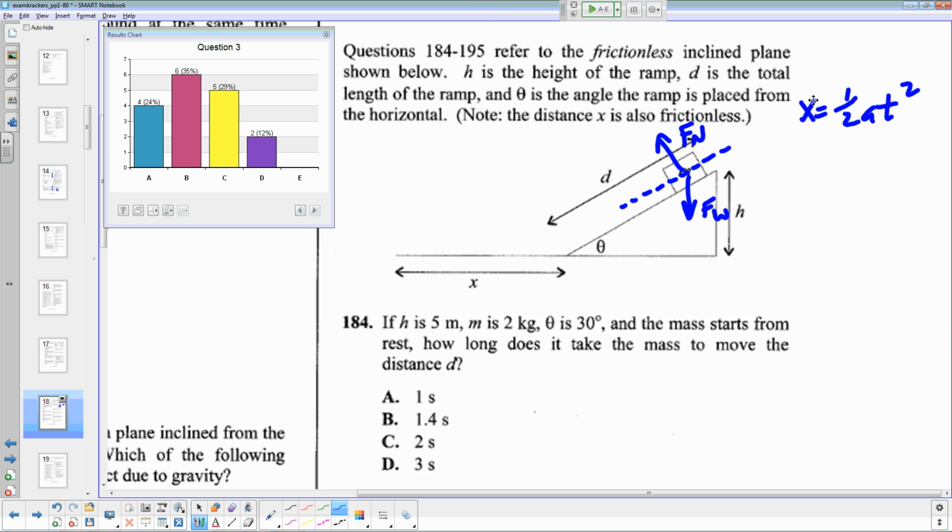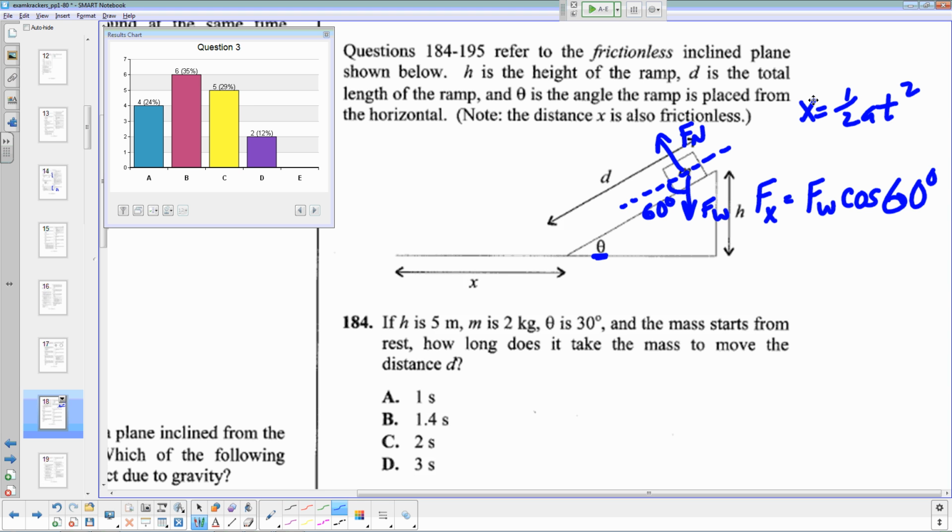Now this angle is 30 degrees right here, so this angle is going to be what? 60, right? 90 minus 30. So the sum of the forces in the x direction is just going to be Fw times cosine of 60. That's a good thing to remember: if you have no other forces, the component of the weight that's down the inclined plane is the x component, because we draw our x-axis along the inclined plane.